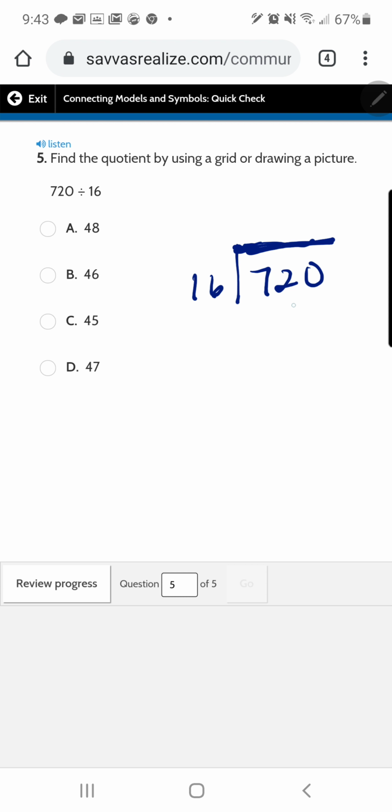16 times what gives me 72? I don't know my 16s. So cover the 2 and cover the 6. What times 1 gives you 7? Well, 7, right? But I have a feeling that might be a little bit too much. I can try it, but I know it's wrong. It's going to be too much.